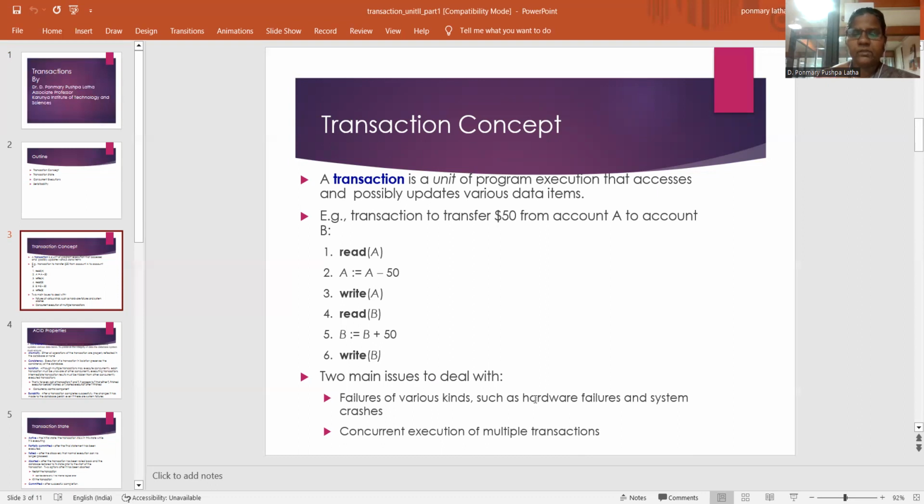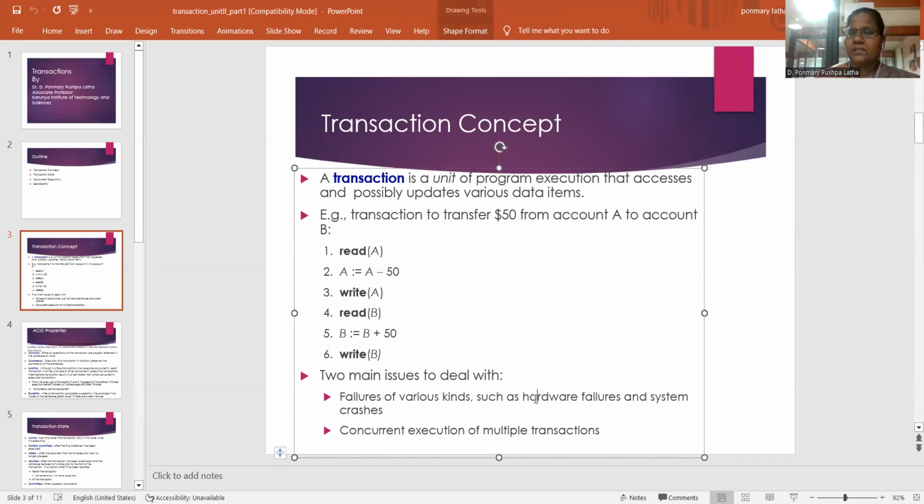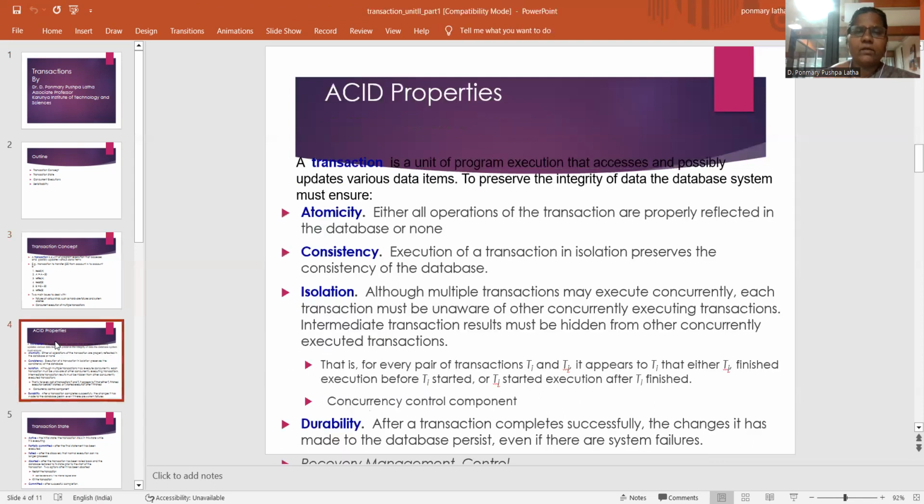In a transaction, there are two main issues. Sometimes the hardware fails. Sometimes if the server fails, we cannot access anything. We cannot take money from the bank. Then there is concurrent execution. The system has to be very careful when we deal with more than one concurrent execution. As I have told you, two people cannot write at the same time, so we have to be very careful.